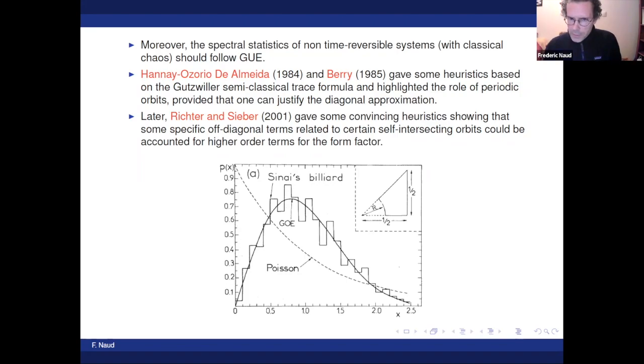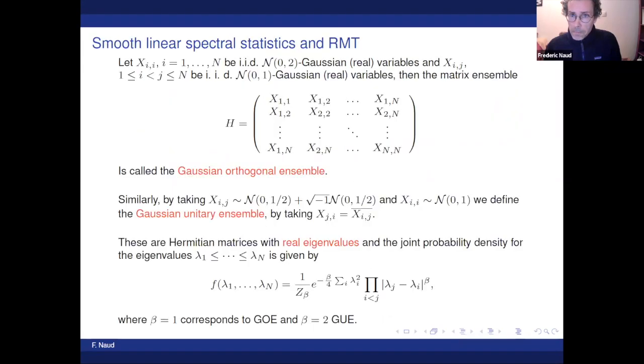And of course, it's very far from the Poisson, which is the uncorrelated case. So let me give some more detail about that. There are several invariants, several spectral quantities that you would like to compare with the model of random matrices. And the simplest one, I'm going to define it, are the smooth linear spectral statistics. There are several variants of that, the form factor, the two-point correlation. But the simplest is probably the linear spectral statistics.